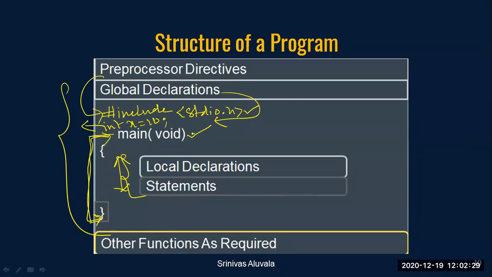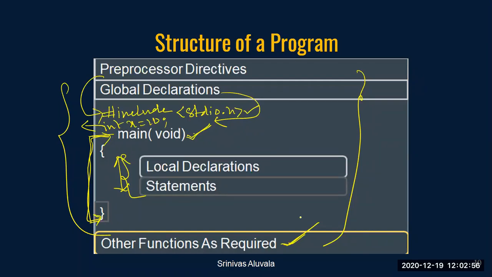So other than the main function, I can even define my own functions, my own user defined functions in the C program. That's the very general structure of a C program, consisting of preprocessor directives, global declarations, main function, and other functions. This is a basic structure of a C program.